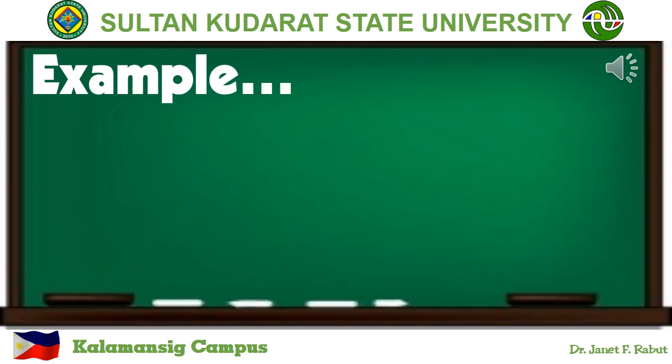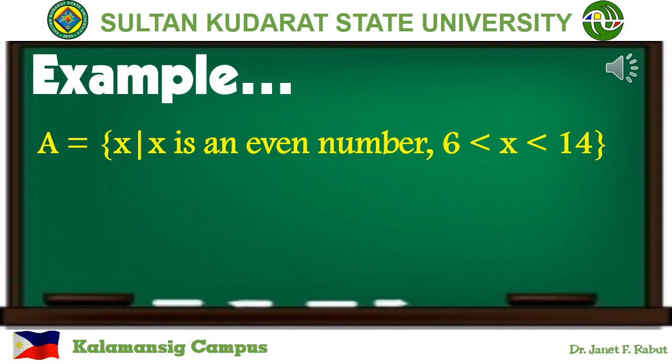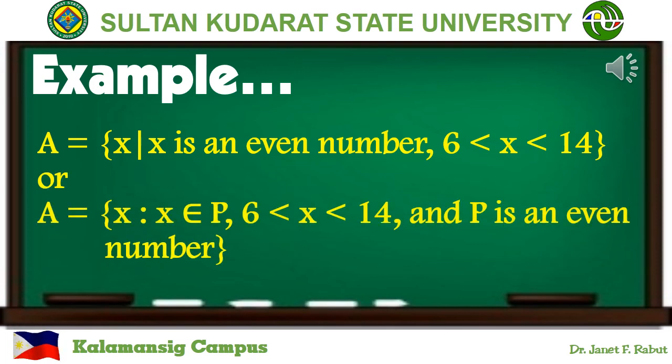Now let's have another example. Let A denote the set of even numbers between 6 and 14. It can be written in set builder notation as A is a set of x such that x is an even number and x is greater than 6 but less than 14. Or A is a set of x such that x is an element of P, x is greater than 6 but less than 14, and P is the set of even numbers.